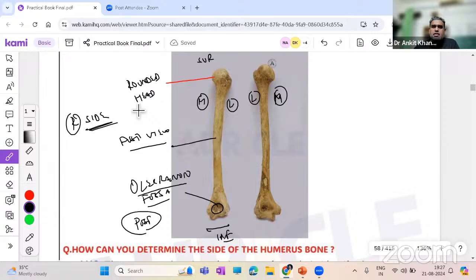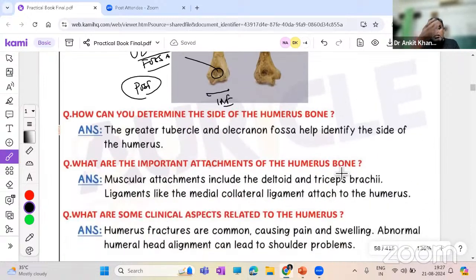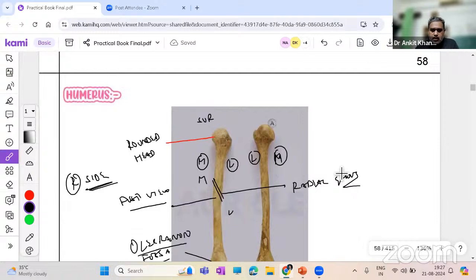Then after that, we have a groove over here, which goes from the medial to the lateral side. This is known as the very important radial groove, where we have the radial nerve along with the profunda brachii vessels. Apart from this, the greater tubercle is also an important landmark, but we will see it in detail in the upper end. The upper end actually has two tubercles. Let me show you that also in this particular image. This thing over here is the greater tubercle.